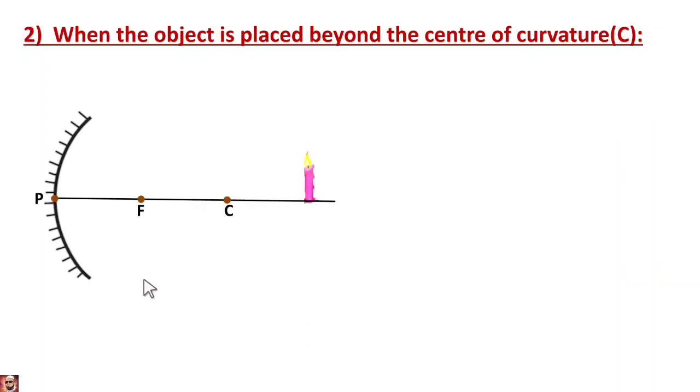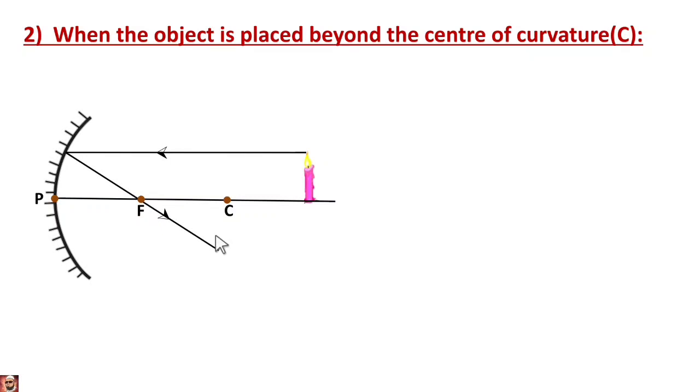Now the second position, when the object is placed beyond the center of curvature. So here we place the object beyond the center of curvature and we have to draw minimum 2 rays. To draw the ray diagram, we will consider 2 rays. Let's see the first rule here. What is the first rule? When the incident ray is parallel to the principal axis, after reflection it passes through the focus. This is the first rule, and we have to follow one more rule. Why? Because we have to consider minimum 2 rays.